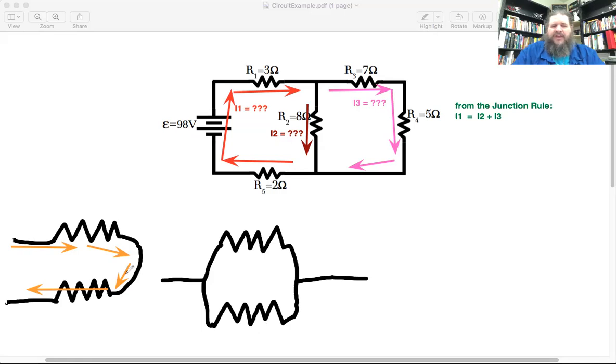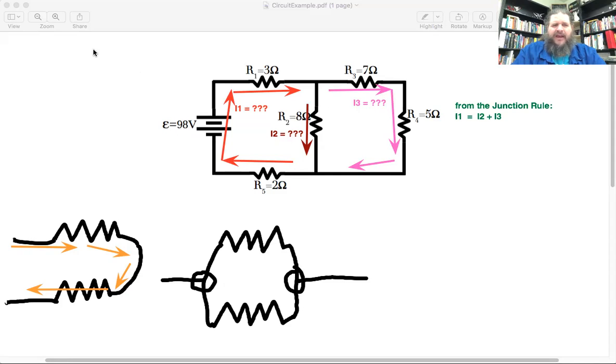Series would be if they're on the same path, like in this one on the left here, that the current going through one of them has to be the same as the current going through the other. Yeah, these ones I would describe as in parallel because it branches off into separate paths and then joins back together. Most importantly, these two paths start at the same point and end at the same point.